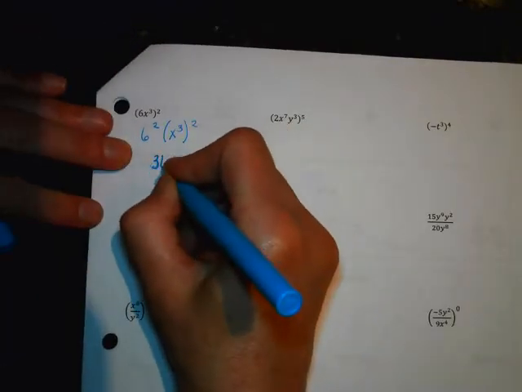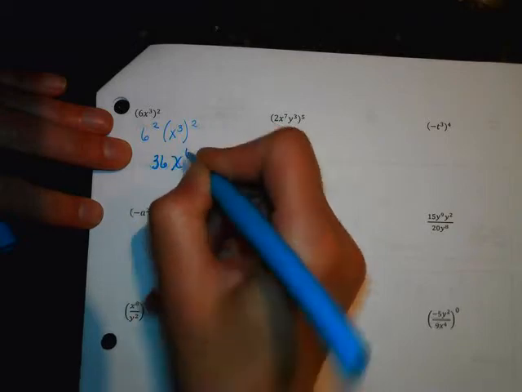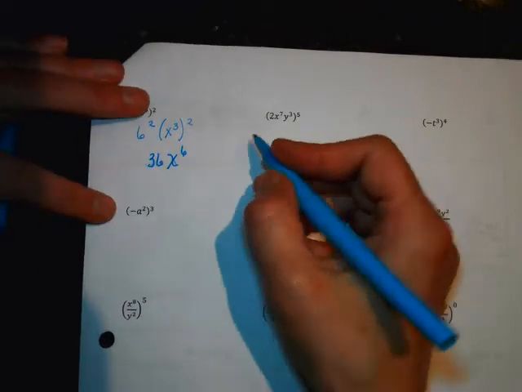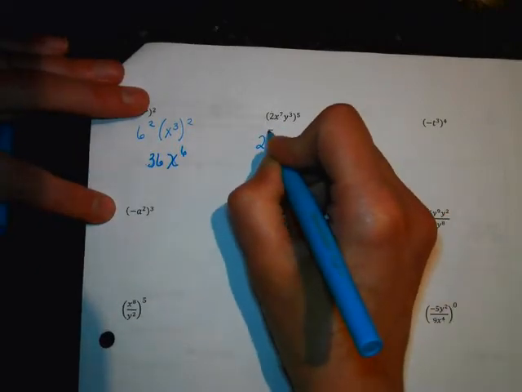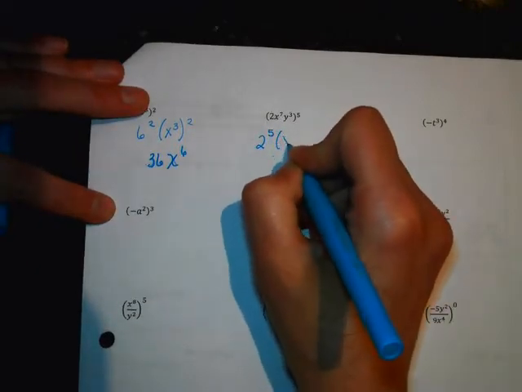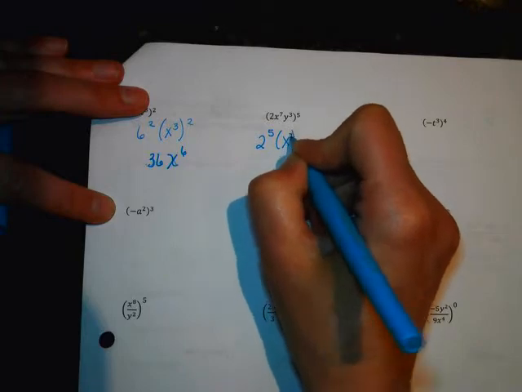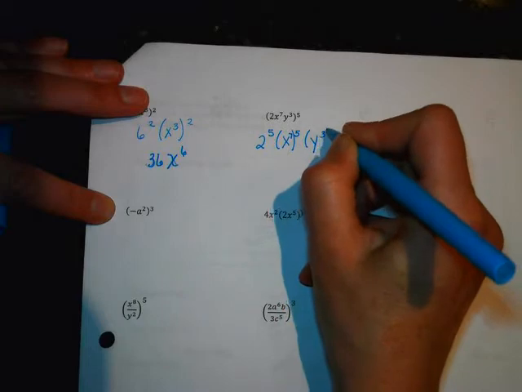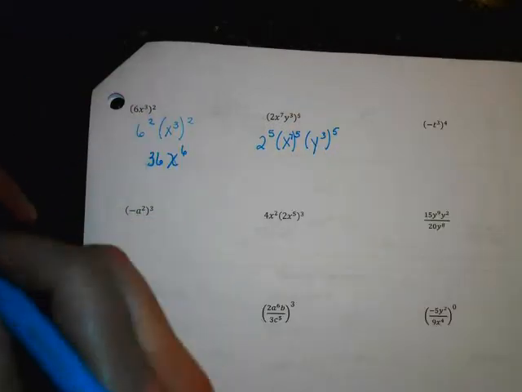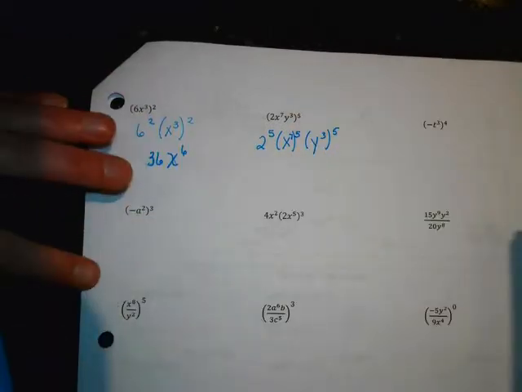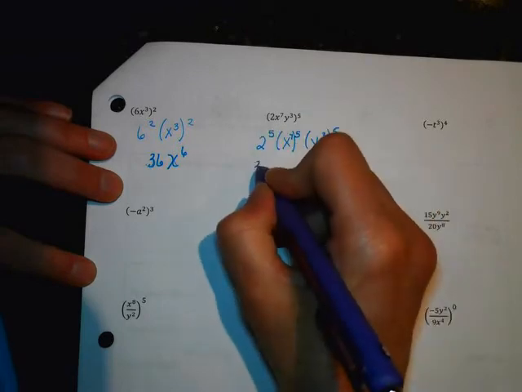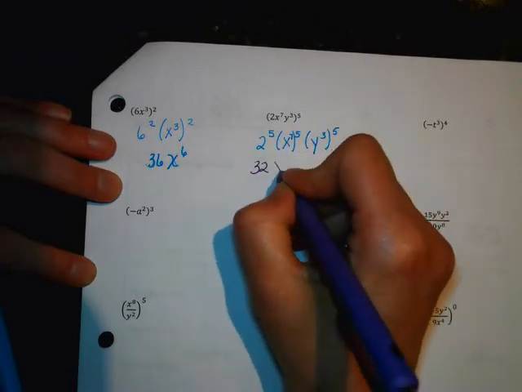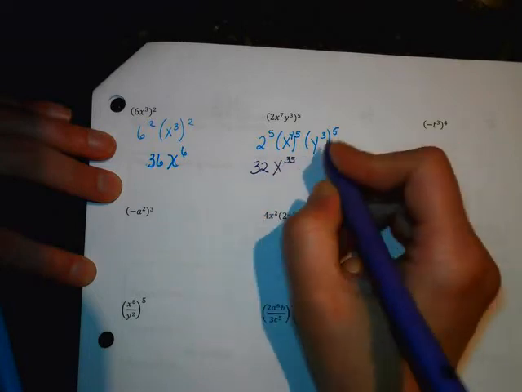Okay? So this isn't any harder, it's just more factors. So it would be 2 to the 5th, x to the 7th raised to the 5th, and y to the 3rd raised to the 5th. You see how that works? So 2 to the 5th is 32, x to the 7th to the 5th is x to the 35, and then this will be y to the 15.